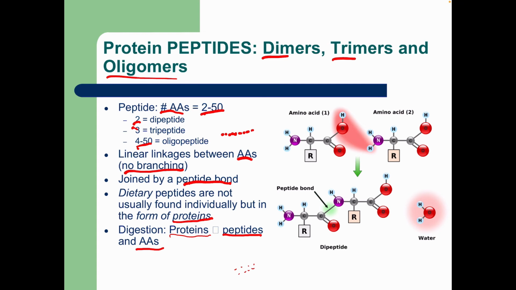And here we can see we have our peptide bond and our dipeptide. Here we have the formation of a dipeptide. So here we have our amino acids, they're formed together. We have the release of water forming that peptide bond, and now our dipeptide.